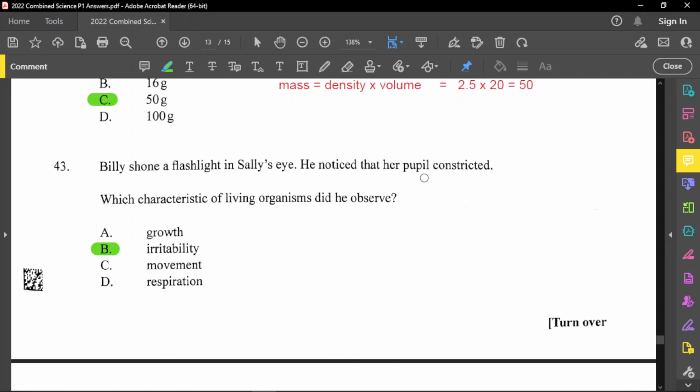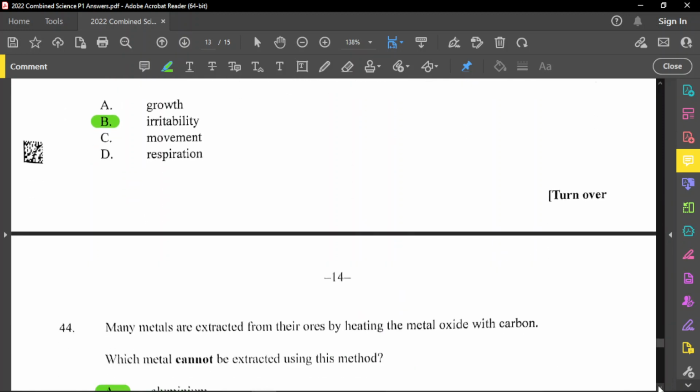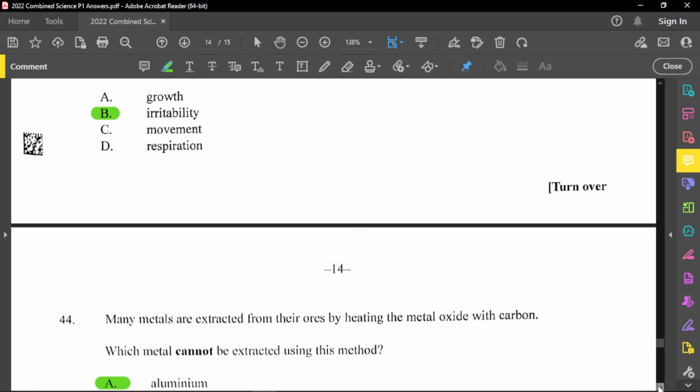The pupil is responding to the large amount of light into the eye. So the pupil gets smaller to prevent or restrict the amount of light into the eye. So what is that? It is irritability, which means you're responding to a stimulus. The light is the stimulus. The constriction of the pupil is the response. All right? And so that definitely is irritability. As a matter of fact, if you look at the other options, you can realize that they don't even make sense for this question at all.